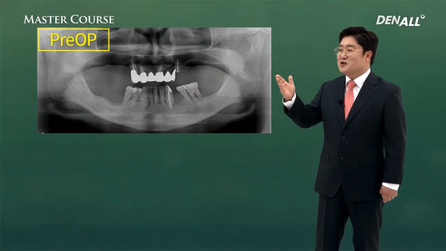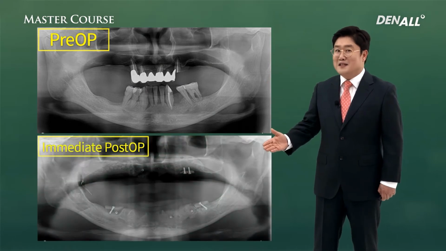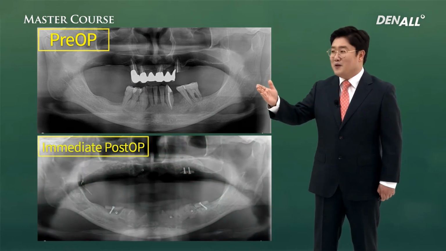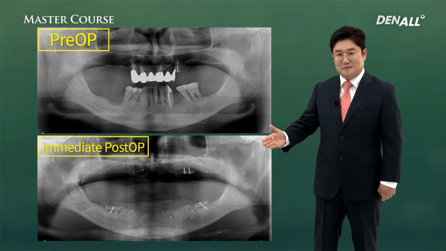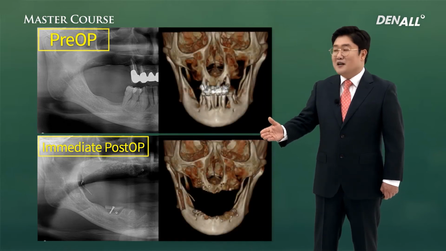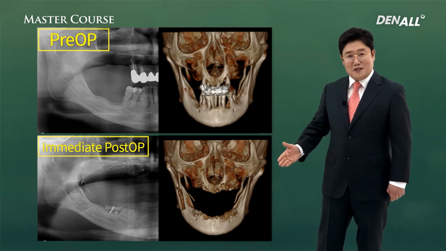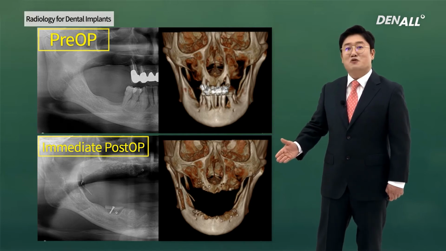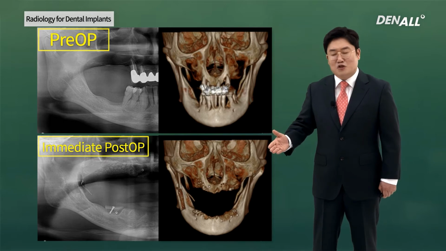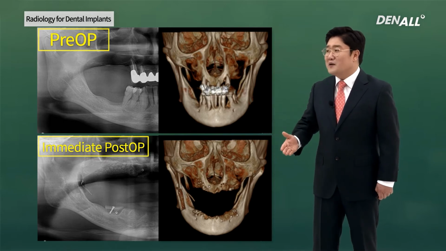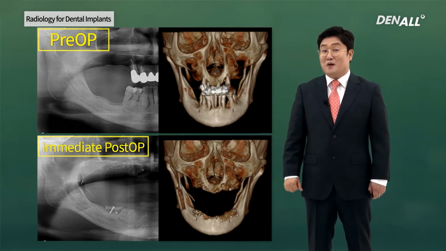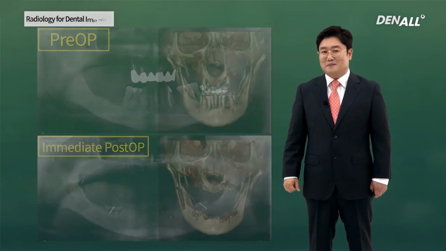Pre-op, post-op, panorama pictures. Please compare them. In pre-op, post-op cone beam CT images, they can be compared. What have changed? Three-dimensionally, how important anatomical structures remain intact.